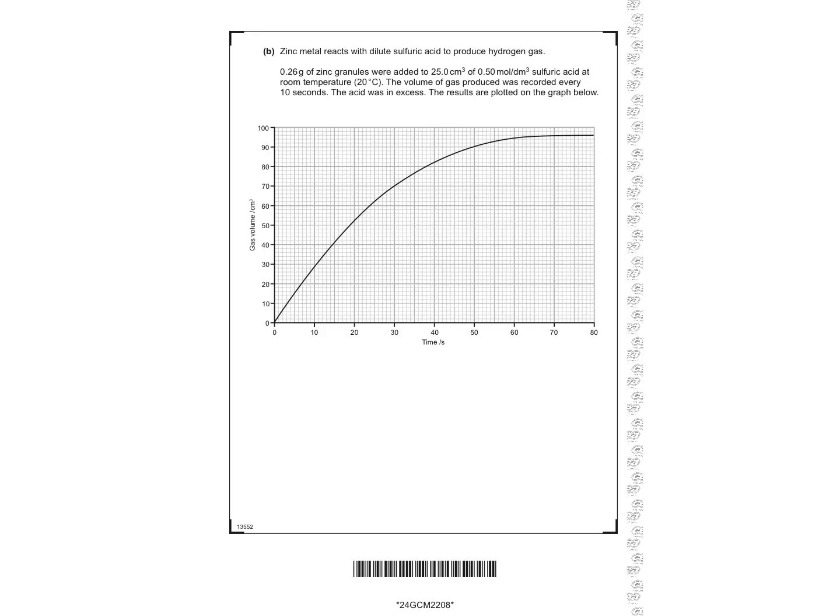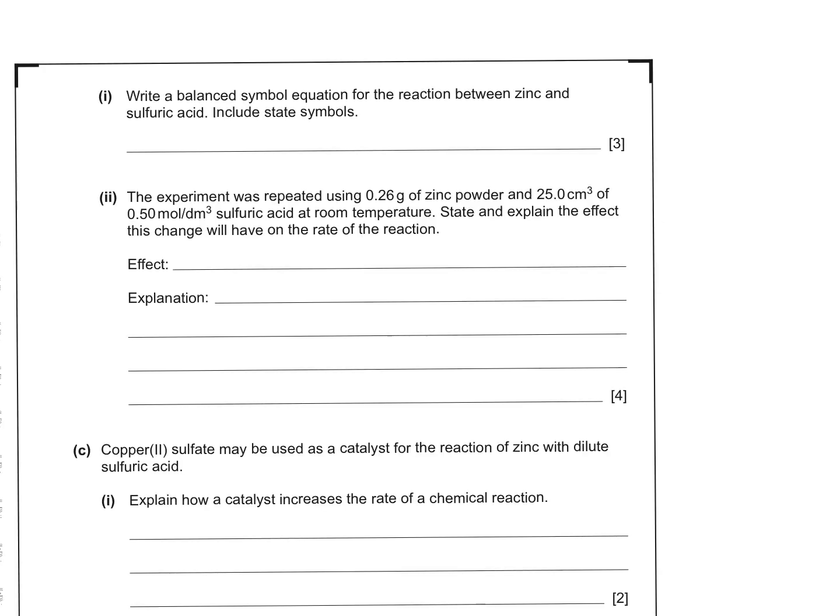Part B is about zinc metal reacting with sulfuric acid, and we've got 0.26 grams added to a volume and a half moles per cubic decimeter sulfuric acid at 20 degrees C. So we can see the results that were obtained when the volume of gas, which would be hydrogen gas, is recorded every 10 seconds. So we'll move on then to the first part of the question.